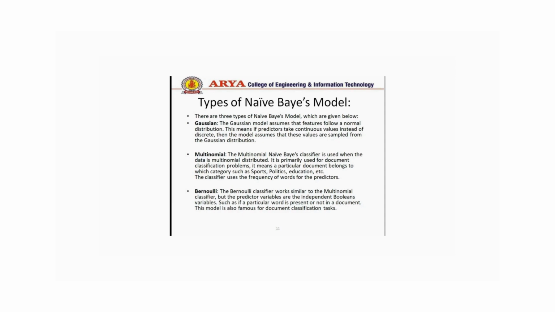In the same manner, the third type of classification is Bernoulli. This classifier is the same as the multinomial classifier, but the predictor variables are independent boolean variables, such as whether a particular word is present or not in a document. This model is also famous for document classification tasks. So that was the naive-Bayes classifier.